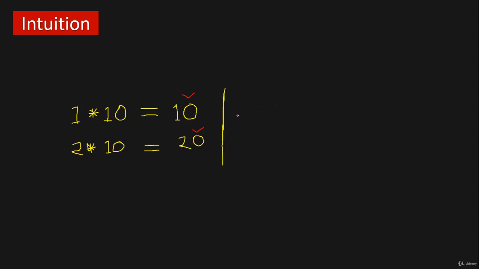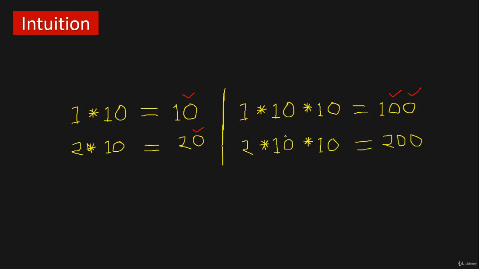We will get a trailing zero whenever we multiply a non-zero number by 10. If we multiply the number 1 by 10, then we will get one trailing zero. If we multiply the number 2 by 10, we also get one trailing zero. If we multiply the number 1 by 10 two times, then we get 2 trailing zeros. If we multiply the number 2 by 10 two times, we also get 2 trailing zeros.